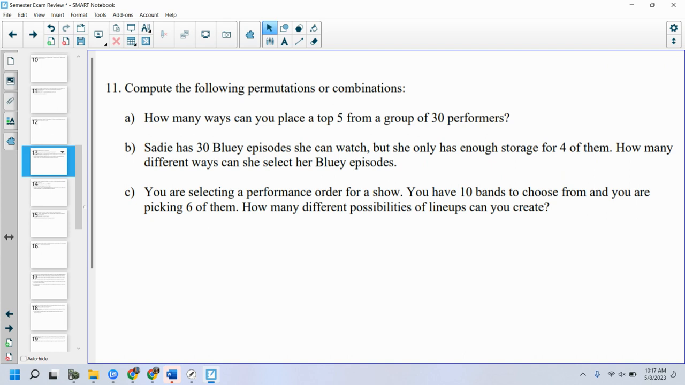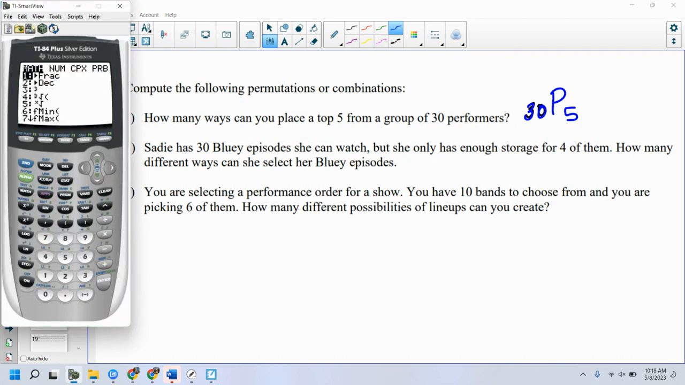So, part A here. How many ways can you place top 5 from a group of 30 performers? Okay, so does order matter? If I place 1, 2, 3, 4, 5, band A, B, C, D, E, if I change the order of that, is that a different outcome? Yes, that is a different ranking. So that means the permutation, not combination. So I have a total of 30 P5. Remember, we get to that in our calculator by just taking 30, math, PRB, choice 2, 5.